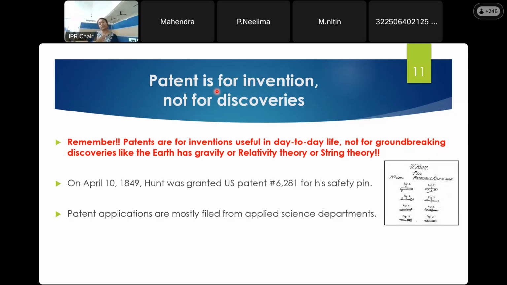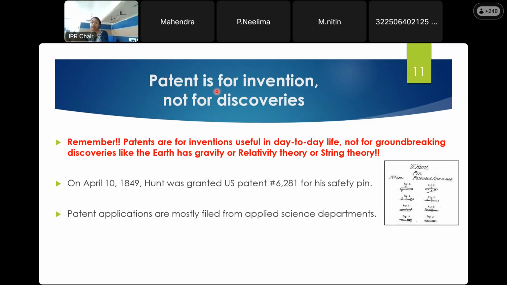In that way, you stop the science from growing. So the patent system is not for that. Patent is not for discoveries. Discoveries will always be open for the public to use, for researchers to use, for more discoveries to come on earth, so that our human civilization can prosper more, right? But patent is for invention.